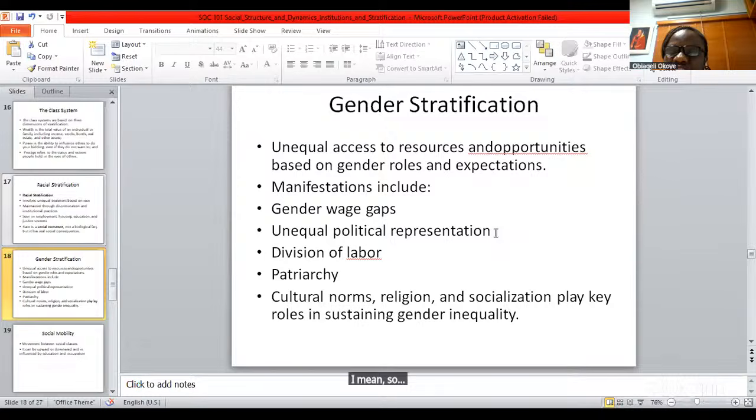They go to work, they come back. Even some of them cannot take care of all the bills. They can help out in doing house chores. All these works are seen as women's work, and those responsibilities are not paid for. This is gender stratification.